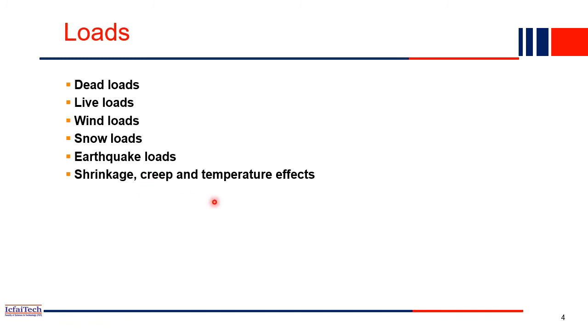Then we have shrinkage, creep, and temperature effects. So because of shrinkage, what is shrinkage? Shrinkage is nothing but when the material shrinks after the water evaporates. So our structure is made up of concrete. Concrete is actually a mixture of sand, cement, coarse aggregate, and water. So after a few years or so, the moisture content of a structure goes out, then the shrinkage may happen.